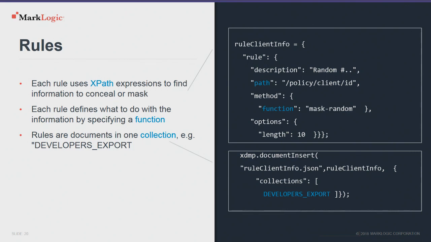So in my scenario, I created some rules, and I added them to a collection. I call the collection developers export. You can reuse the rules and add them to different collections. When you redact, you just tell it to apply this collection. Remember my first example, I have the BI export. It's a collection of rules. I had the dev export. It's a collection of rules. You just apply those before you export data.